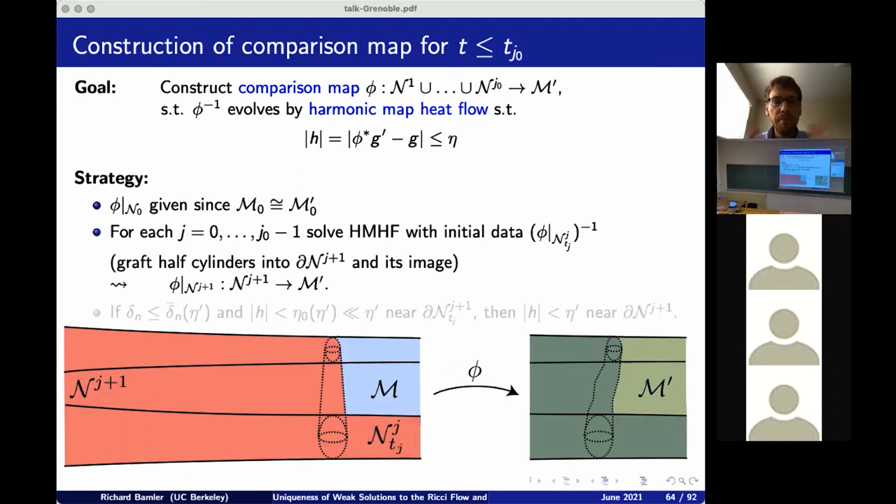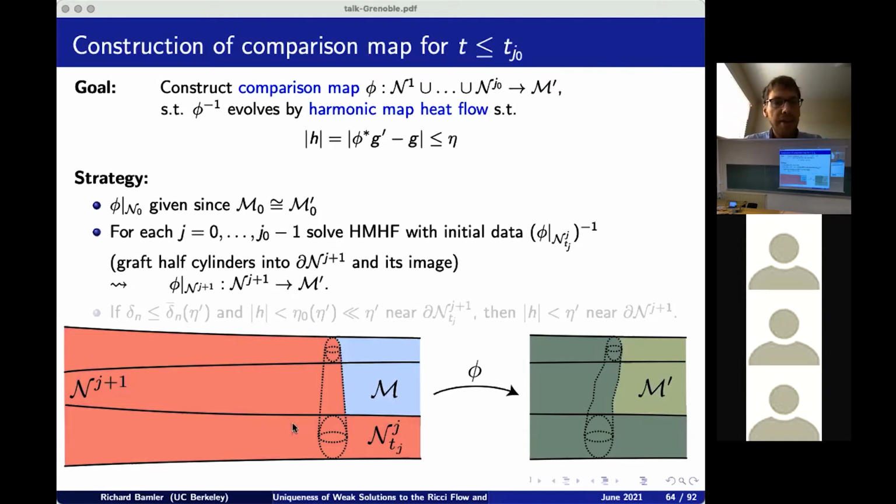All right, so maybe this is just technicalities, but what we can essentially do is, given phi at time tj, we can extend phi to this time slab N_{j+1} and solve the harmonic map heat flow equation. Recall, this is similar to what we've done in the non-singular case. In the non-singular case, we started with some phi which was an isometry, so h was 0 at time 0. Then we solved the harmonic map heat flow equation forward, and this implied that h has to be equal to 0 everywhere, and that we have an isometry.